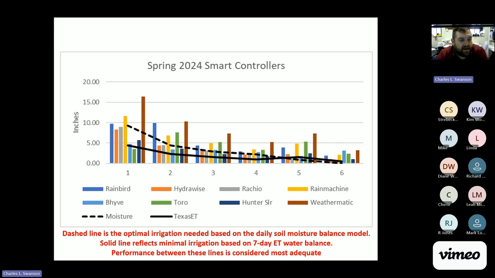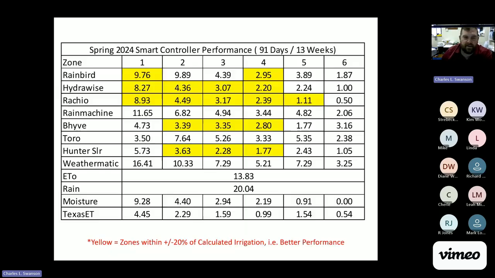The solid black line is the weekly water balance model of the Texas ET network. And so the dotted model is, I think, a little bit better, but anything that performs between the 2 lines, we could probably consider to be fairly adequate irrigation. But if they're above these 2 lines, they're applying way too much irrigation. And so we can see some controllers are having a tendency to put out excessive amounts of water.